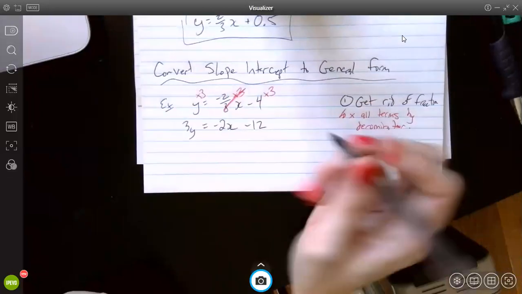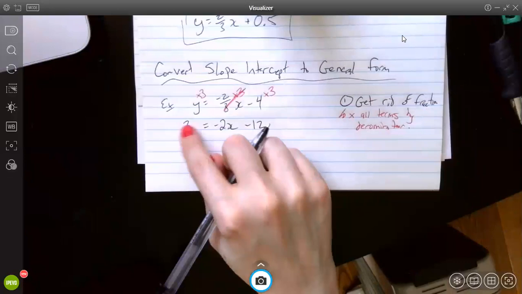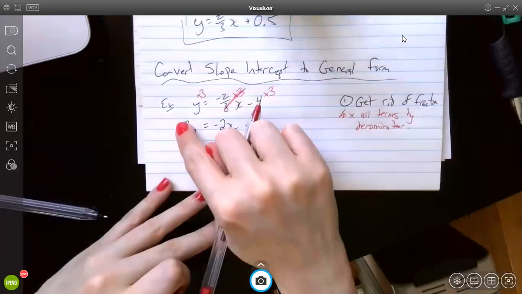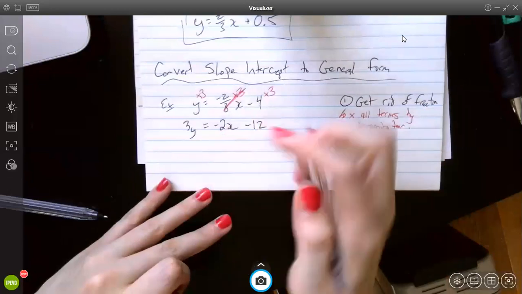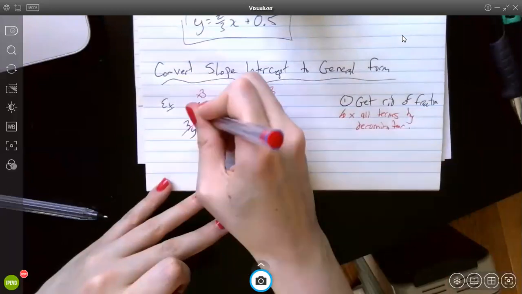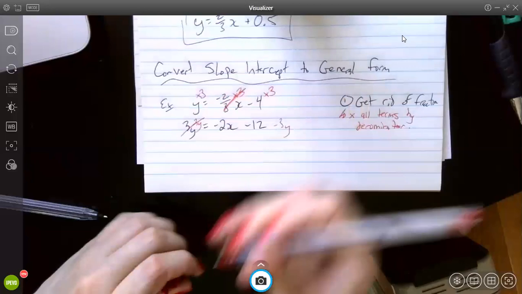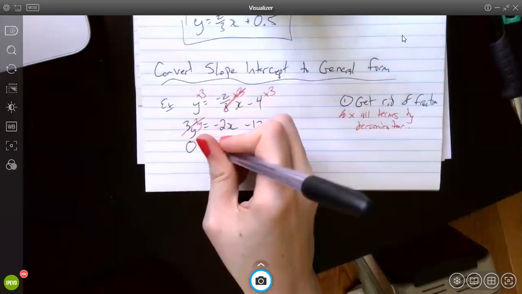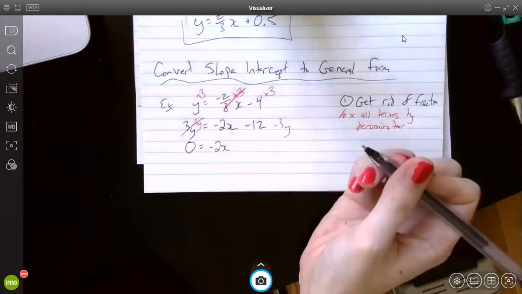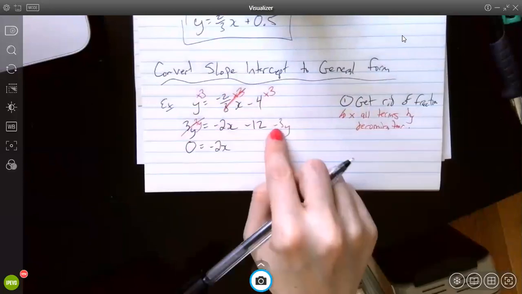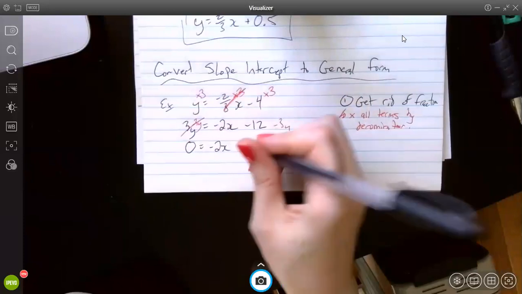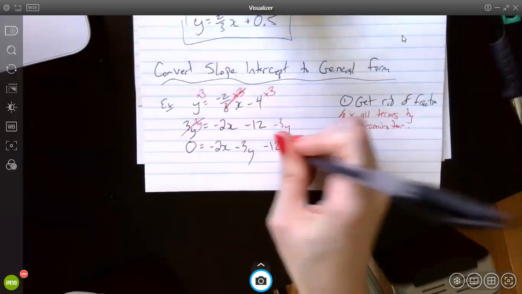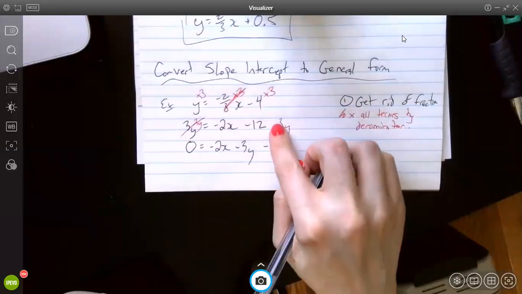Then I want to get everything to one side. So I'm going to move the entire 3y to this side of the equation, and I do that by subtracting 3y. That leaves me with a 0 on the left. I still have my negative 2x. I'm just going to move this negative 3y into the second position because it should go x, y, and then my constant. Remember, when I move a term, the sign in front of it moves with it.